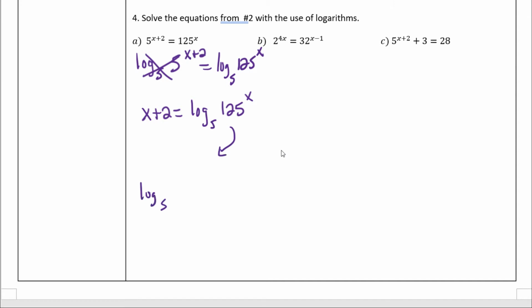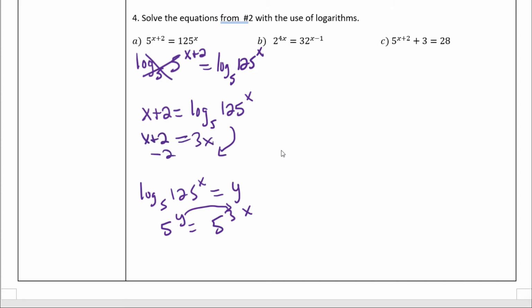So log base 5 of 125 to the x equals a variable. I don't know, I'll use y. So we have 5 to the y equals 125 to the x. All right, so what is going to give me this? Well, if I know that this is 5 to the third, then I know that this is going to equal 3x. And then I can replace this with 3x. All right, and then I can solve, per usual, just like we did before.